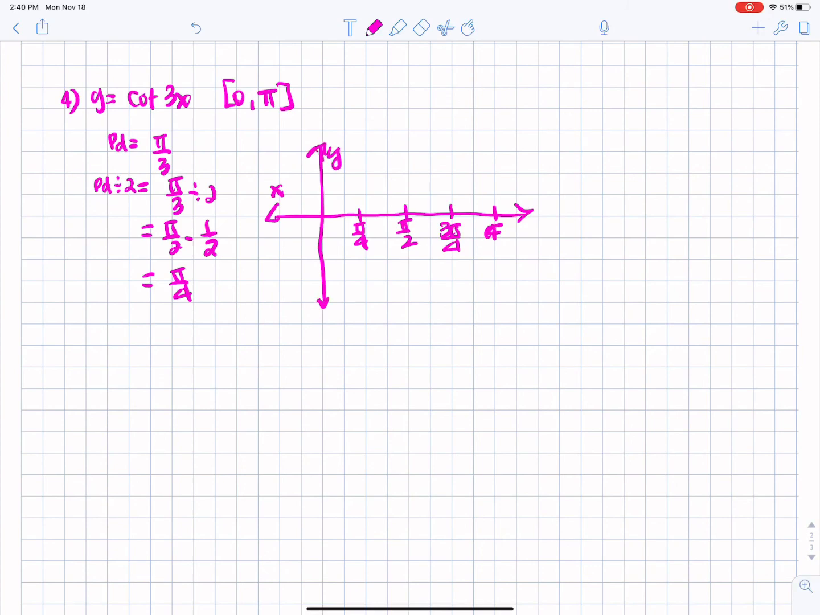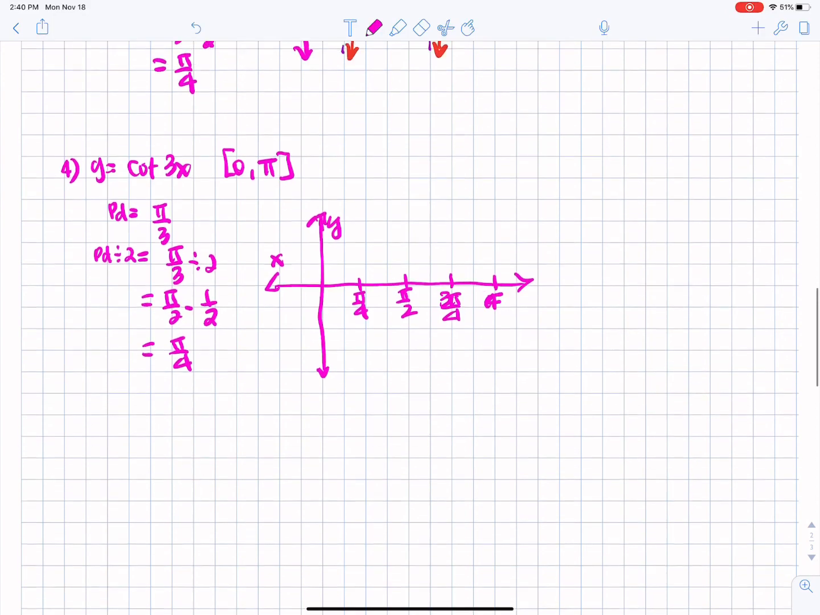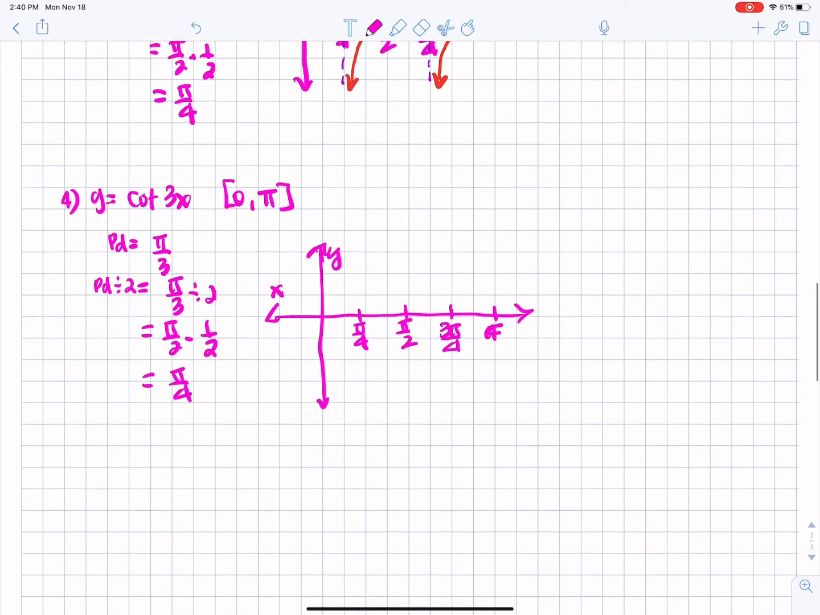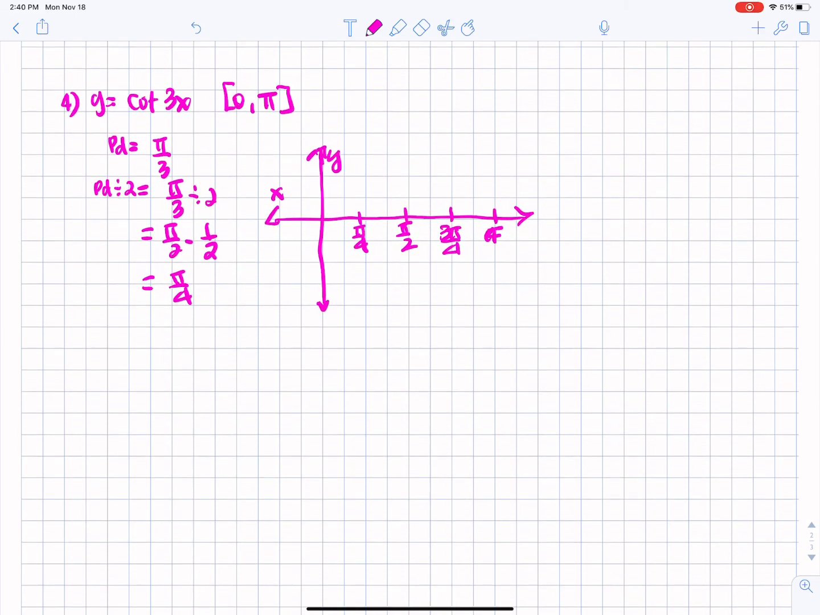Now, in tangent, the asymptotes were at the odds. Right here. Asymptotes were on the odd labels. So where do you think cotangent would be? It would be on the even labels. Okay, so let me go ahead and color code that. It'll be on the second and on the fourth.